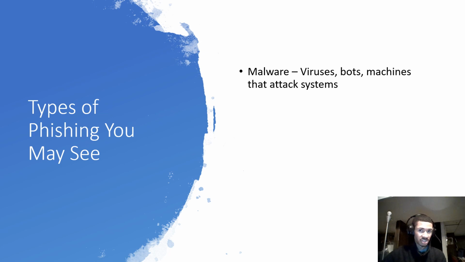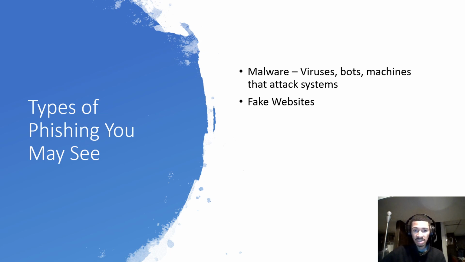So the types of phishing that you may see vary in length and variety. The first thing is that it usually deals with malware, which is viruses, bots, machines that attack your computer systems, your phones, your data, anything like that. Specifically, this was something like worms that attack systems in very, very subtle ways, and pry into your information to get the things that a hacker needs.